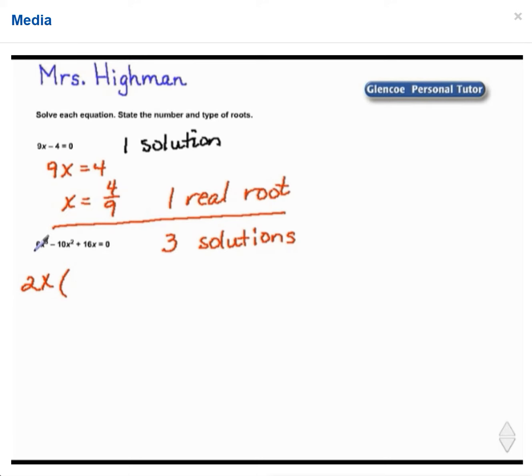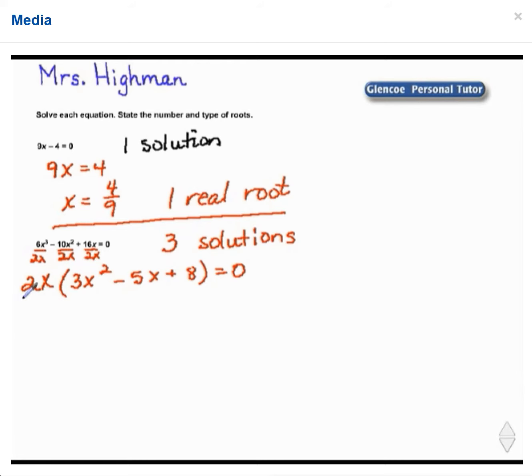So that means dividing each term by 2x. So 6x cubed divided by 2x leaves us 3x squared. And 10x squared divided by 2x is going to leave us 5x. And then 16x divided by 2x leaves us 8. And that's still equal to 0.